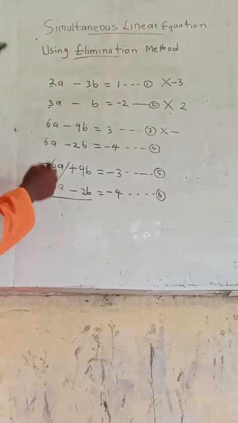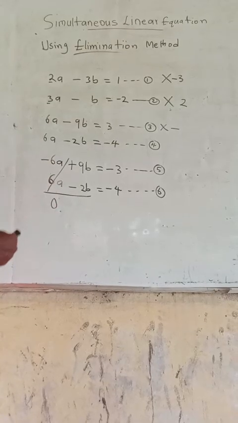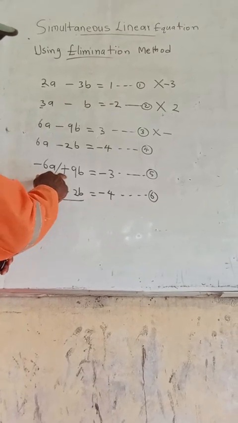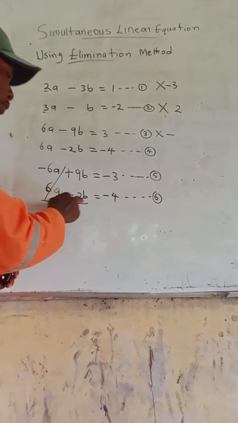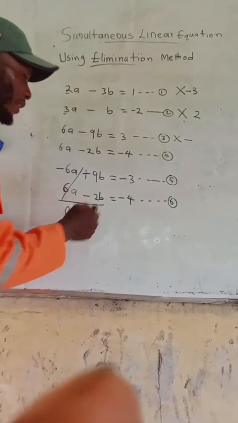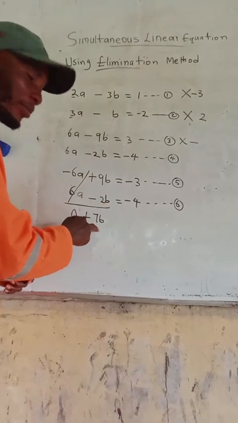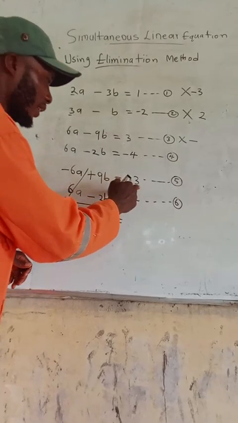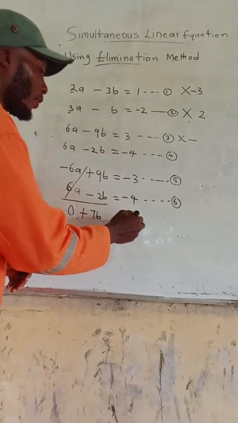So that is the elimination. This is what we are looking for. And again, this is plus 9b minus 2b. 9b minus 2b is 7b. Are you getting it? That is how it is. Then it's equal to minus 3 minus 4. Minus 3 minus 4 means minus 7.